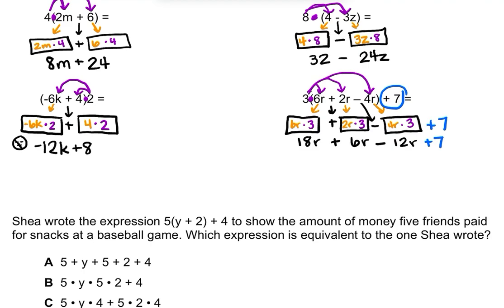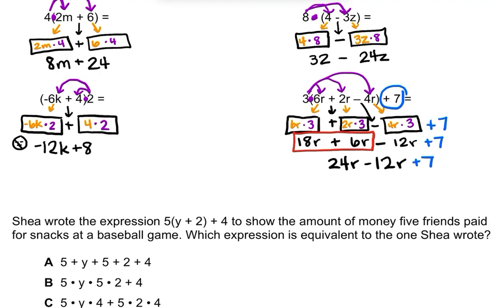But we just learned in order of operations, we do first come, first serve. So we are going to do 18 plus 6. 18 plus 6 is 24. And then we got to put that R back on there. Minus 12. Let me do that in black so it matches. 24R. And then we have minus 12R. And then plus 7. Again, doesn't change.